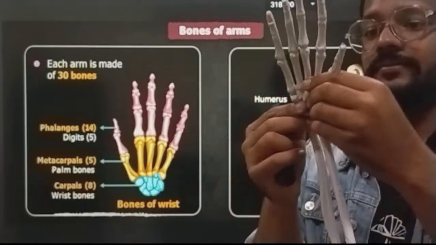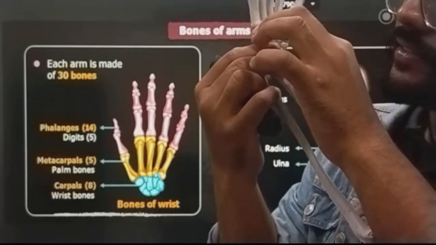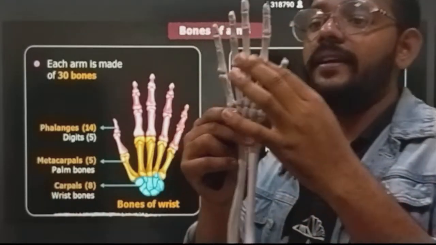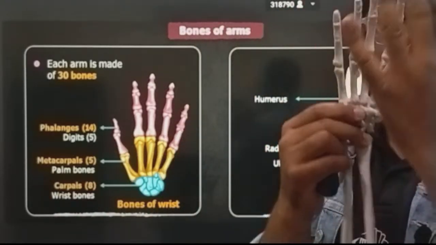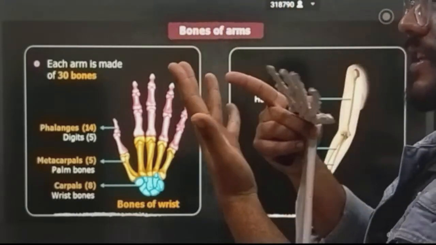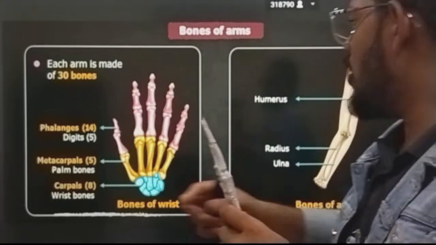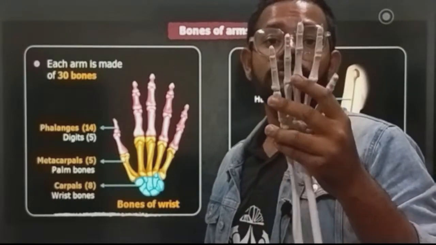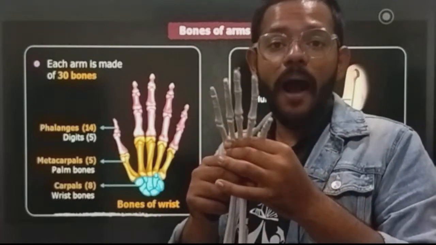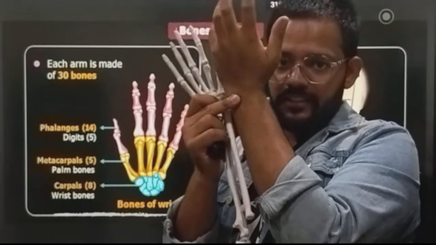You can see here, this part is your carpals. Then the upper part here is your metacarpals. And the uppermost part, these 14 bones present in your fingers, you can count them: 1, 2, 3, 4, 5, 6, 7, 8, 9, 10, 11, 12, 13 and 14. That is your phalanges, which are present in your fingers. Phalanges are present in fingers, metacarpals are present in the palm, and carpals are present in the wrist area.